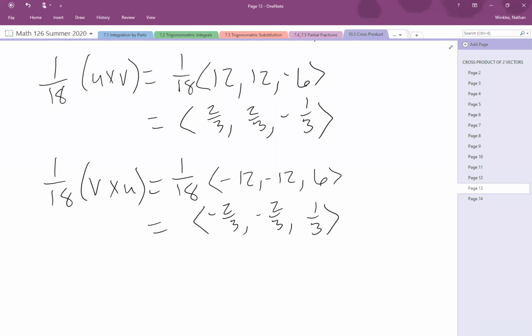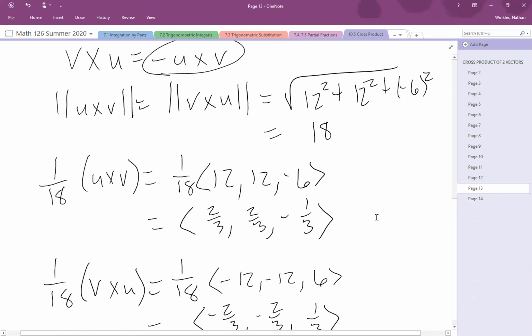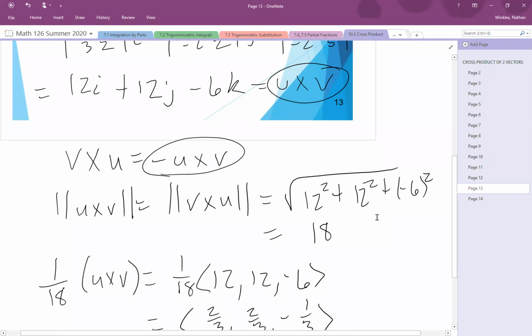So sometimes we have to think about things in a slightly different way to understand that v cross u is just the same as minus u cross v. So we're just going to change and make all of the elements negative.